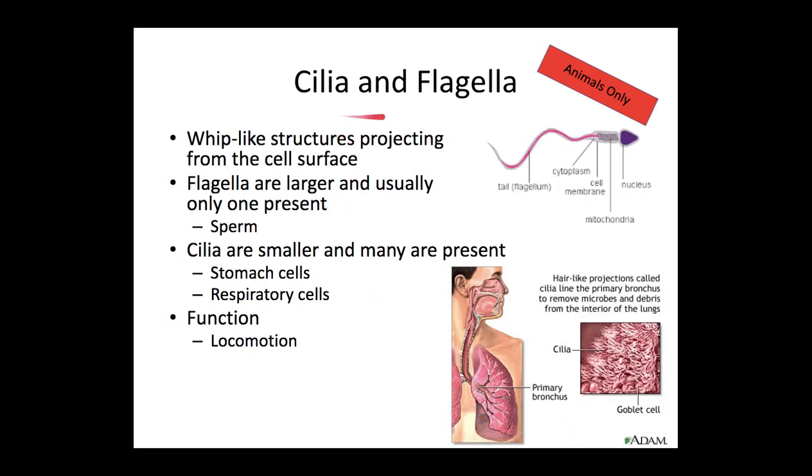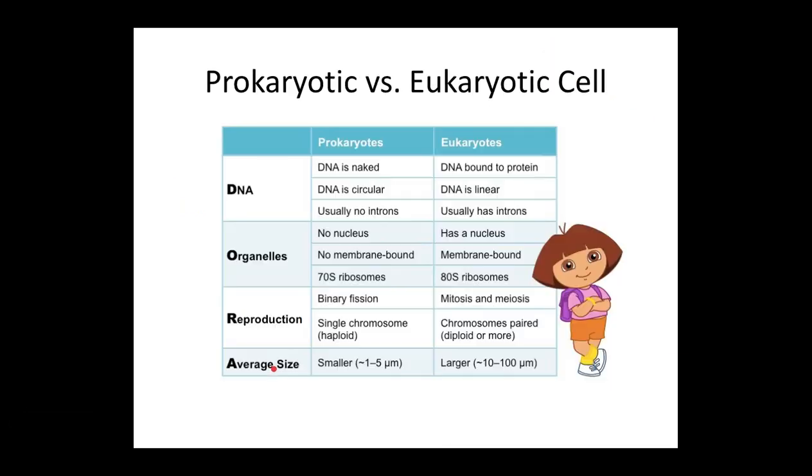All right, and finally, cilia and flagella, and these are exclusive to animal cells. And as we know before, flagella is a whip-like structure that projects from the cell surface, and they are usually larger and usually only one is present for locomotion, whereas cilia are smaller and many are present. So they can be found in stomach cells and respiratory cells as well. However, for both organelles, their primary function is for locomotion and movement.